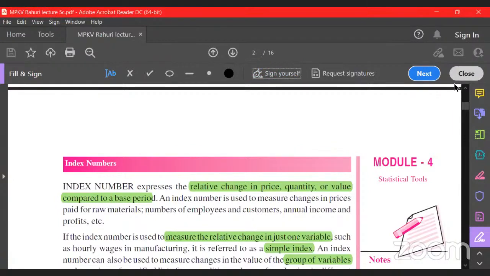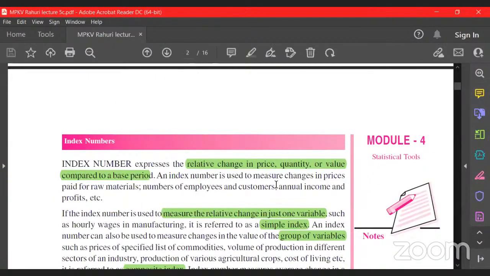Whatever, if it is changing with respect to price, then it is called price index number. If it is quantity, it is quantity index number. If it is with respect to value, it is called value index number. Okay. Now we will study only with respect to price.